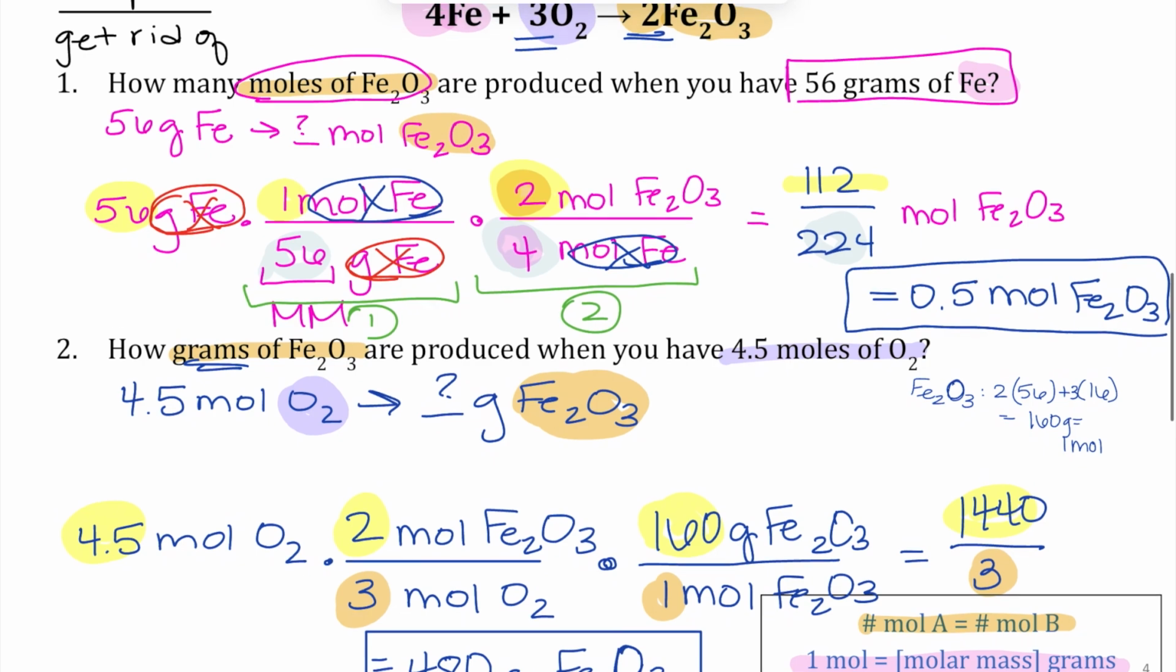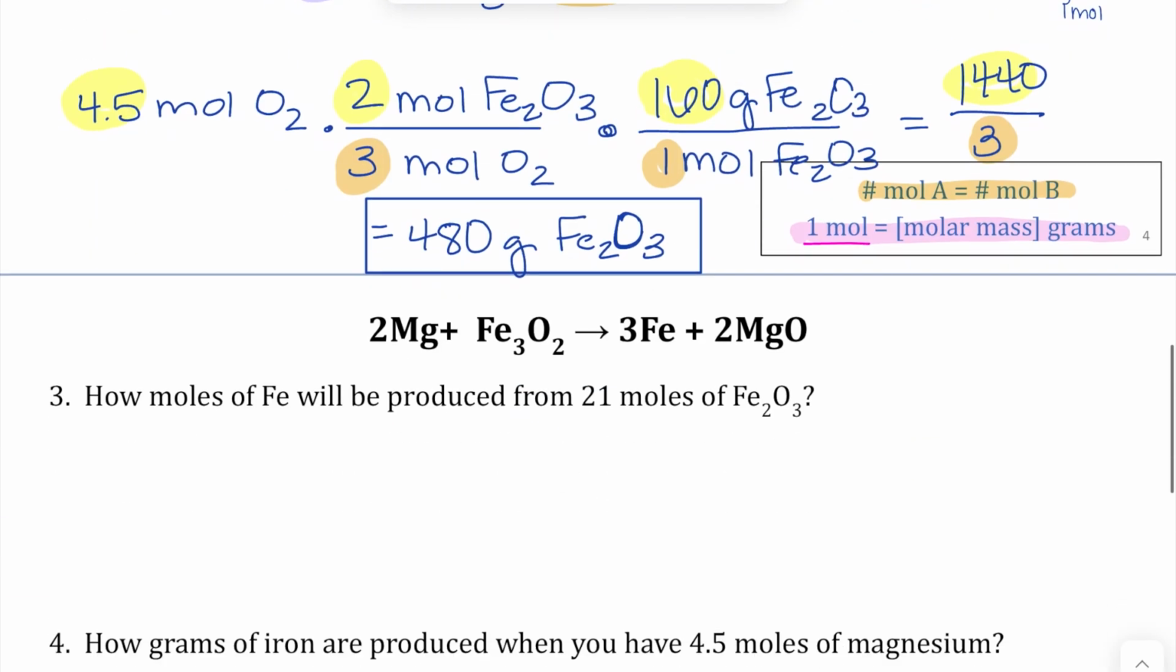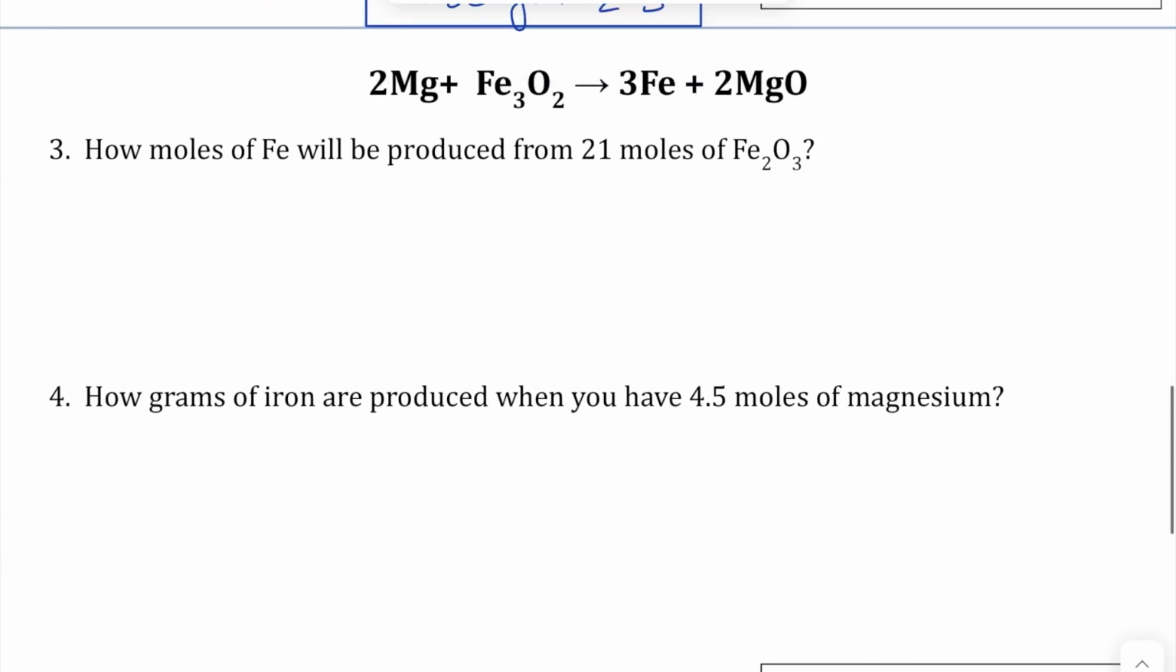All right. If you're feeling comfortable, feel free to try the next couple on your own. Otherwise, I'm going to go through these. How many moles of iron will be produced from 21 moles of iron oxide? So we have a different reaction here, so making sure we're using our new balanced reaction. We're starting at 21 moles of Fe2O3.